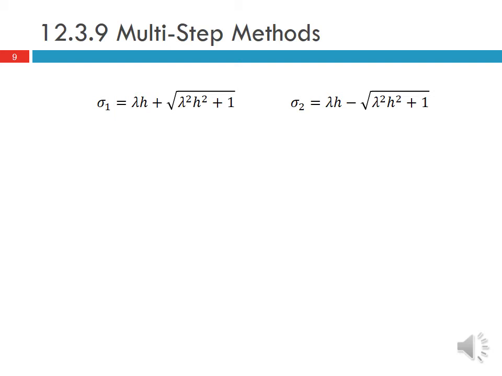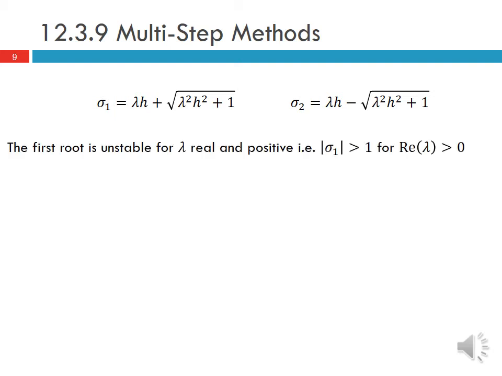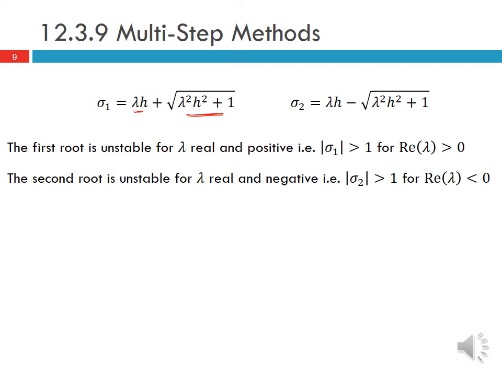So again, these are our roots, sigma 1 and sigma 2. We can see that the first root is unstable for lambda real and positive. So if lambda is real and positive, then this is some positive number, and this is a positive number bigger than 1. So we can see that the magnitude of sigma 1 is greater than 1 if the real part of lambda is greater than 0, is positive. So this means it is unstable. The second root, we already saw that it is unstable for lambda real and negative. So this means that only purely imaginary lambda h lead to stability.